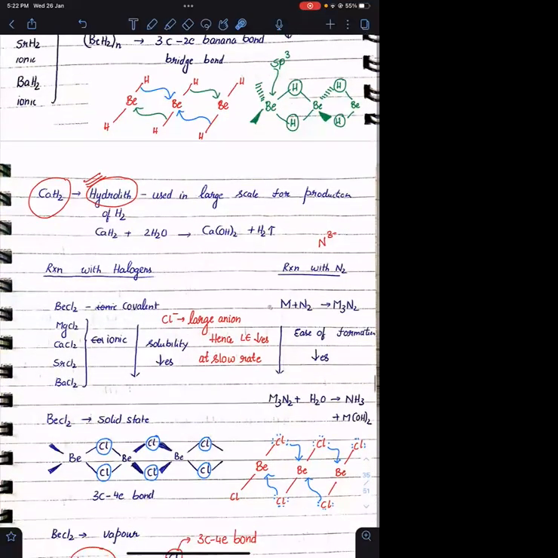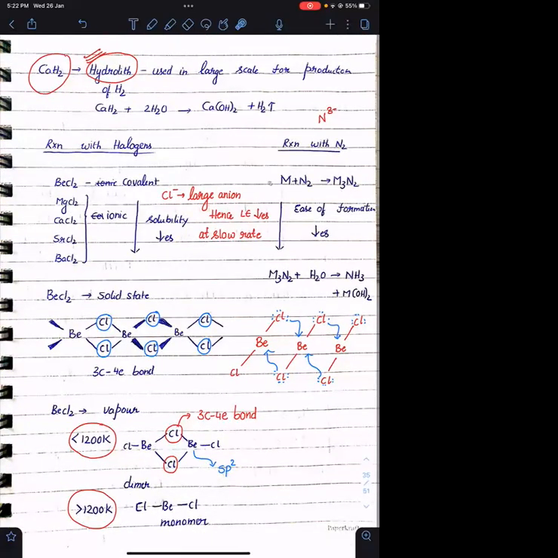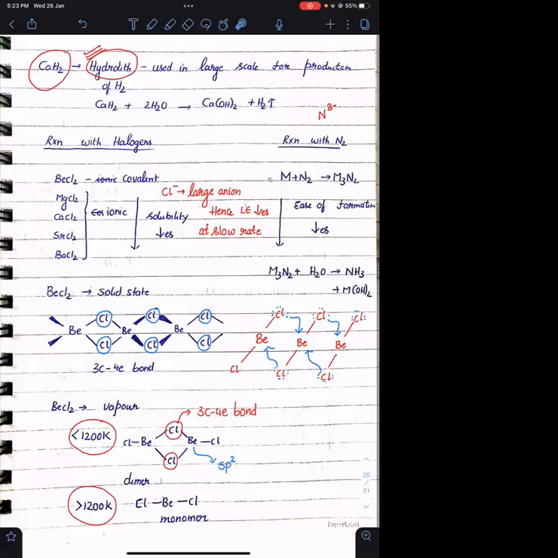Okay. Next reaction with halogens देखा है. Halogens में जैसे lithium chloride जो है covalent है, beryllium chloride is also covalent. Lithium chloride has less melting point. Similarly, beryllium chloride will also have a lesser melting point. Okay. ठीक है. उसके साथ साथ हमने solubility के बारे में डिस्कस किया.